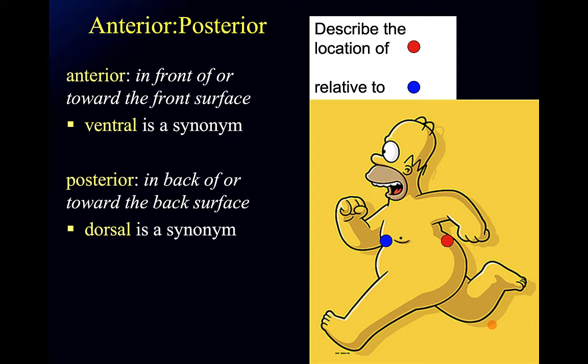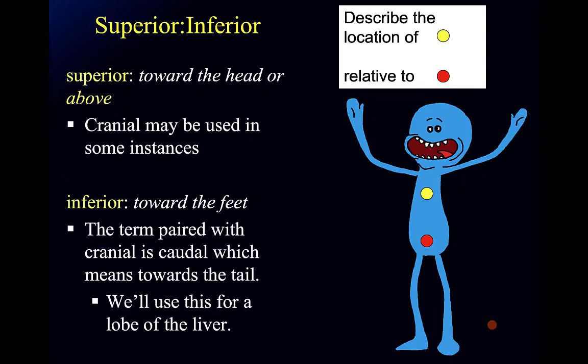So in this case, the red dot is dorsal as compared to the blue dot. Sometimes we really just mean at the back or at the front, and we do tend to use ventral and dorsal in those particular times. But these are, for our purposes, going to be interchangeable: anterior or ventral, posterior or dorsal.